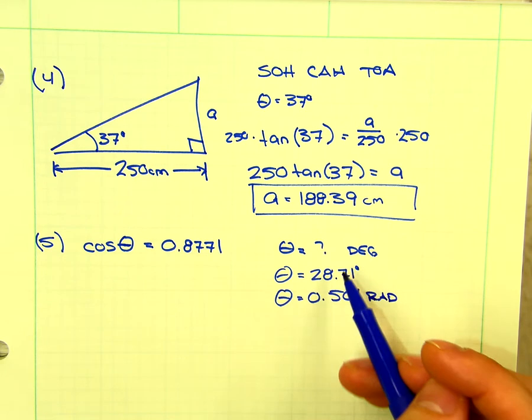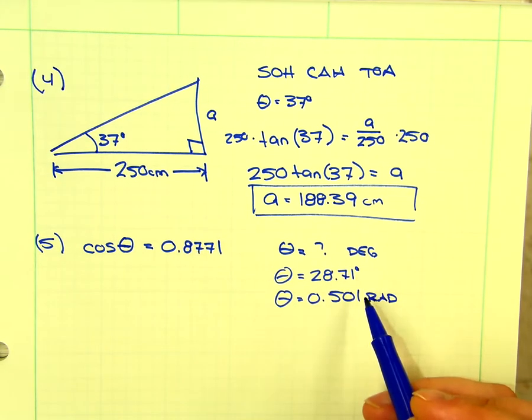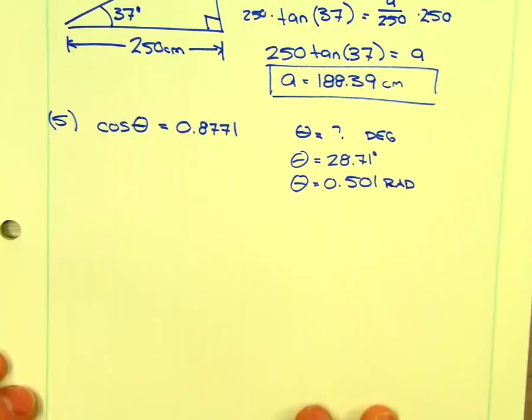Now I can do the same thing. I can get the same exact answer if I take this 28.71 and I do the radian to degree conversion.